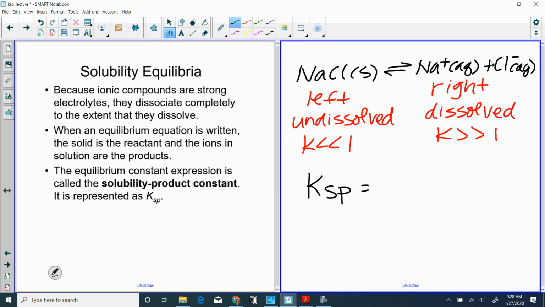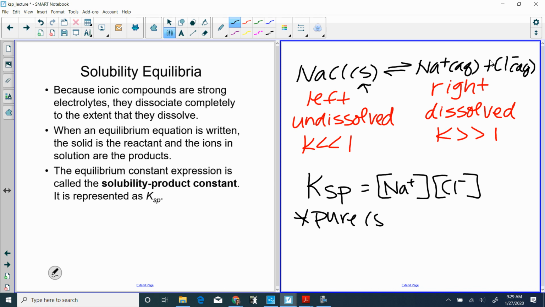SP stands for solubility product, but it's going to be the same thing. Our products over our reactants, any coefficients become exponents. Pure solids and liquids do not go in. So these KSPs never have a bottom because the left is always a pure solid.